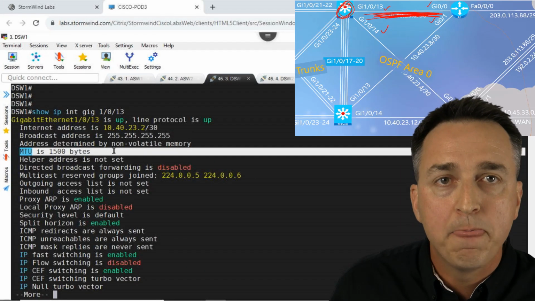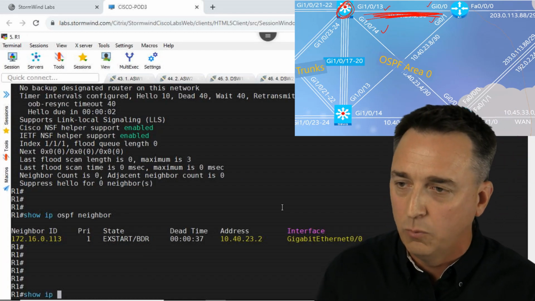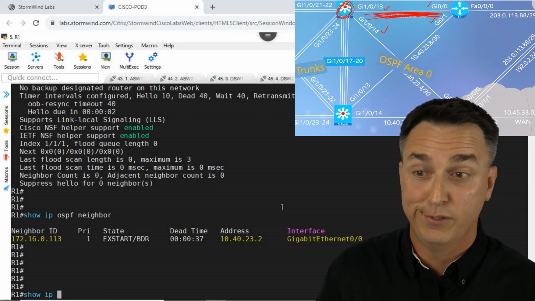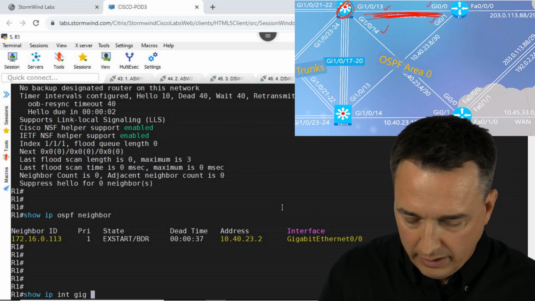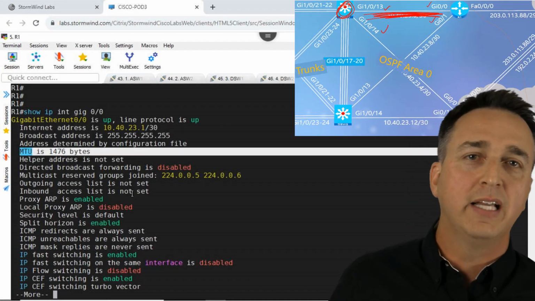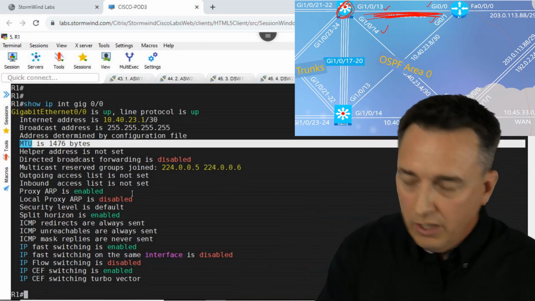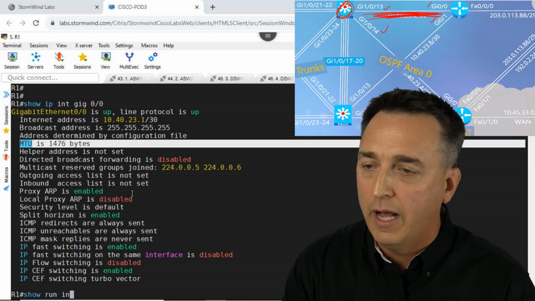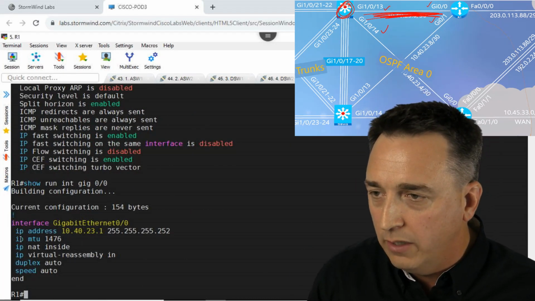1500 bytes. But if we go over to R1, fingers are crossed that this is the reason why, or else we're going to be troubleshooting some more. Show IP OSPF interface. Nope, show IP interface gigabit Ethernet 0/0. What do we have? Oh, MTU is 1476. There's the problem. The MTU by default must match on both sides. So we'll type in now show run interface gig 0/0, and we will change that.